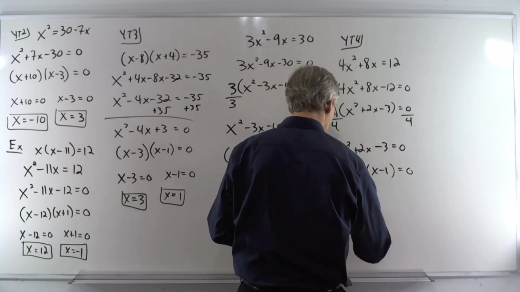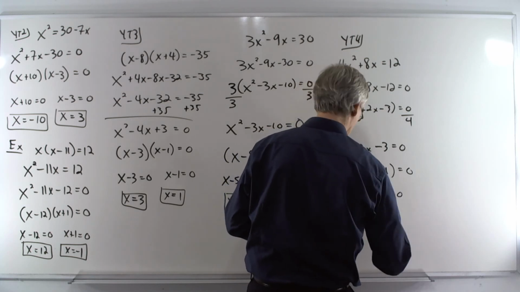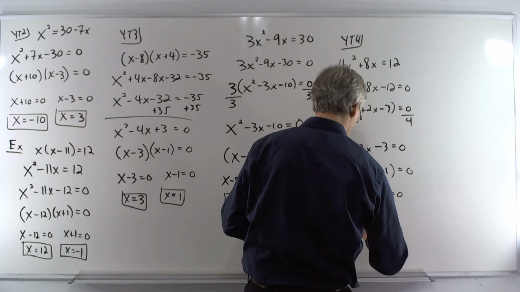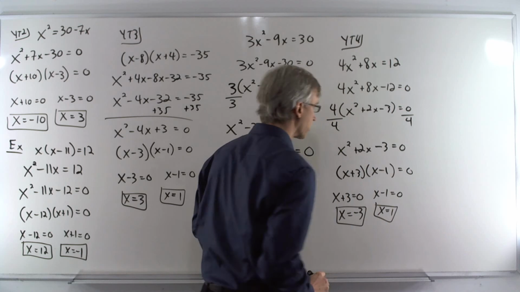And now we can split this up. X plus 3 equals 0. X minus 1 equals 0. And we get x equals negative 3, and x equals 1.